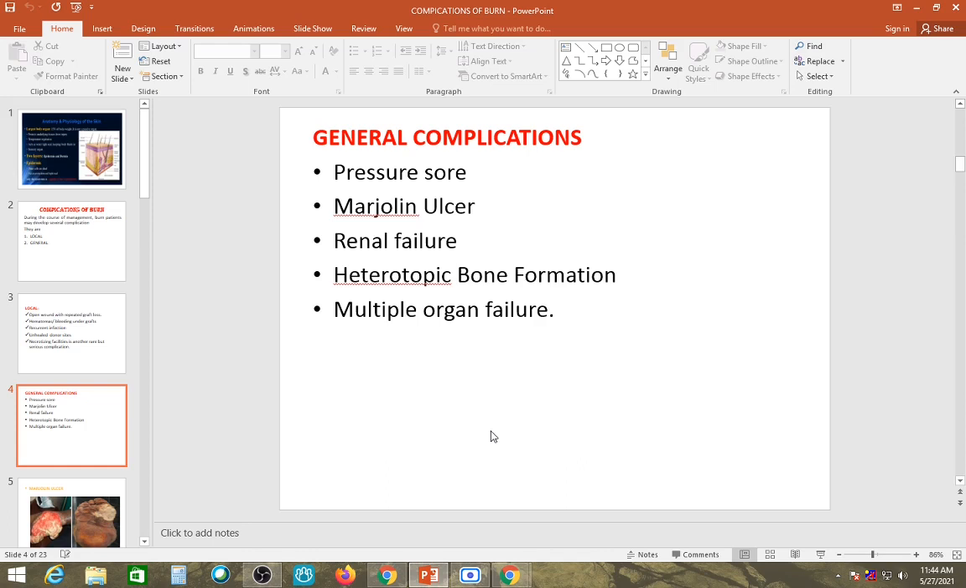Okay, so you will see from the next slide. Then the renal failure: if we are not taking care of the metabolic correction in time, then renal failure is a high risk in burn patients. That also, in the next slide, I will show you a few points. Then heterotopic bone formation and multiple organ failure can lead the patient to death. So we'll see this one slide by slide.